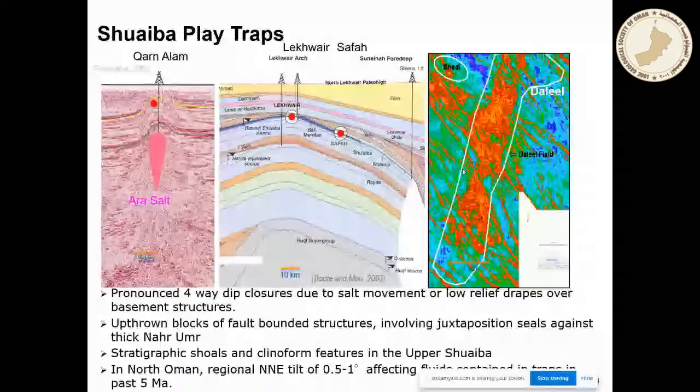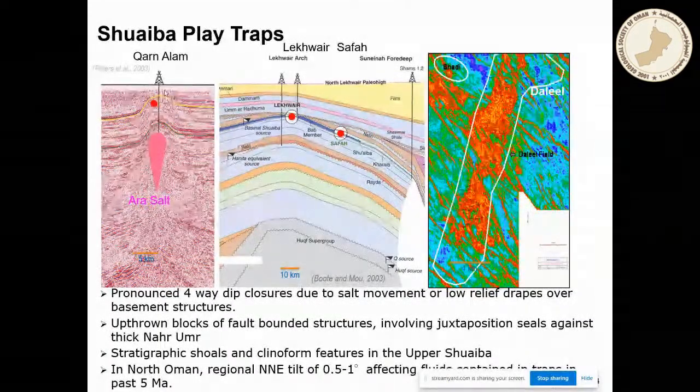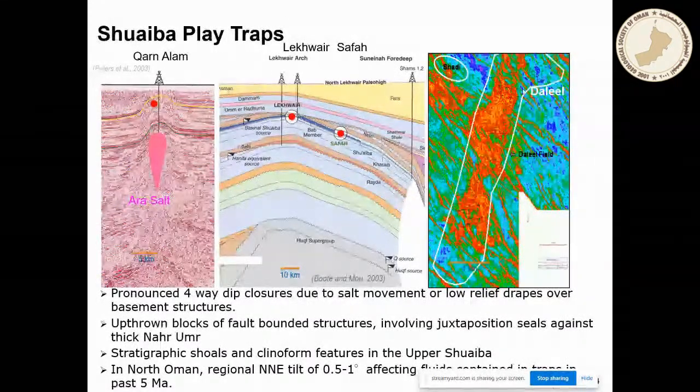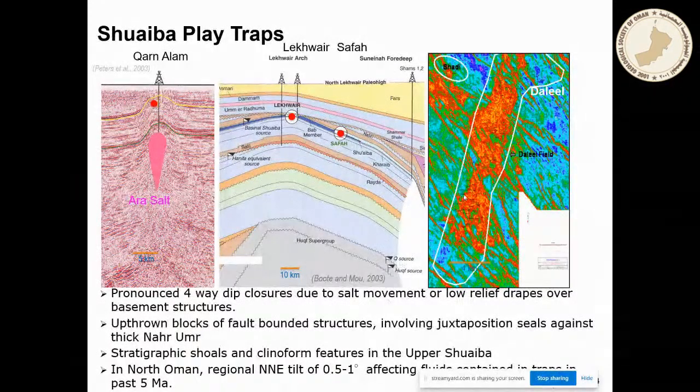Shuaiba traps, we have huge domes. So in this case, in Qarn Alam, we have massive domes. Lekhwair is a massive dome. Okay, these domes, as Lekhwair, can be segmented sometimes by faults. In Dalil as well, heavily segmented by northwest, southeast faults. We have tilting as well.